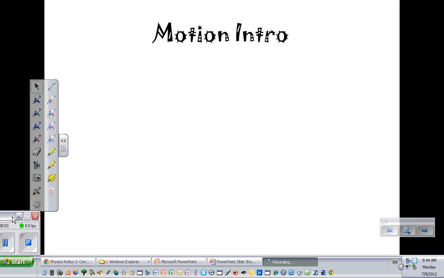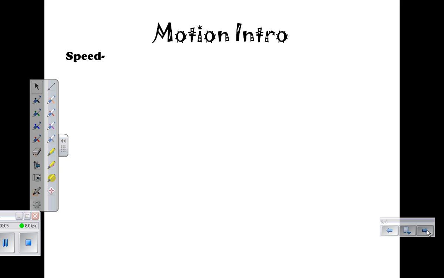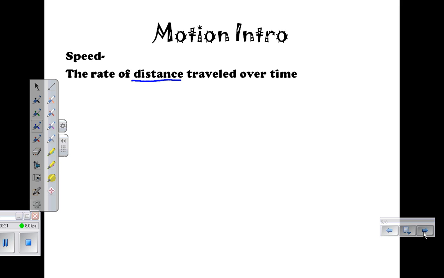All right, going into motion, the concept of speed is the rate of distance traveled over time. Distance traveled over time.